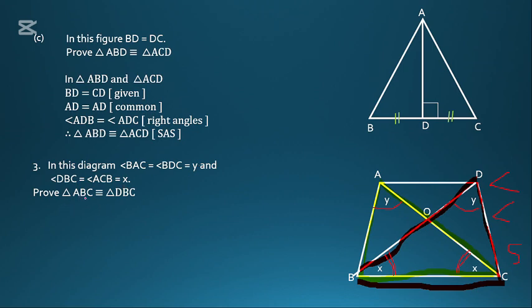In this diagram, angle BAC is equal to angle BDC, which is Y, and that is X. So prove that triangle ABC is congruent to triangle DBC. So we start.